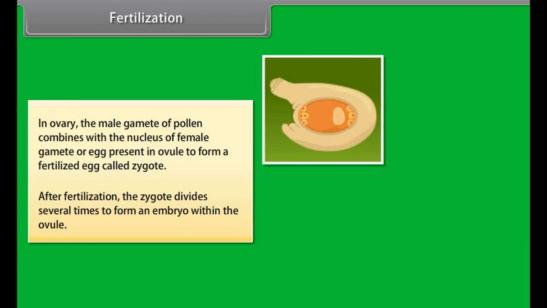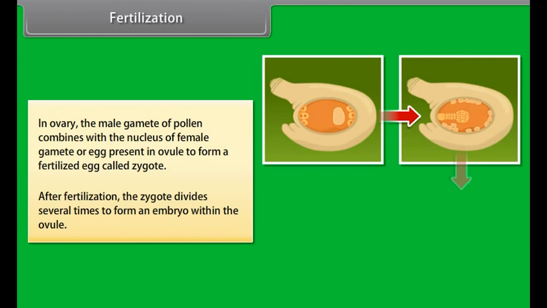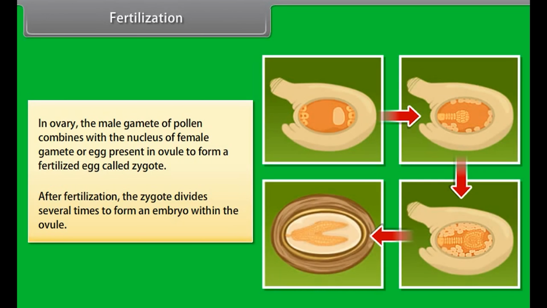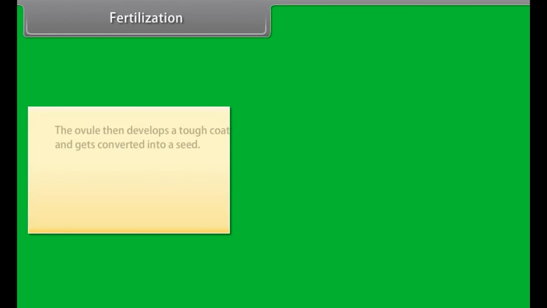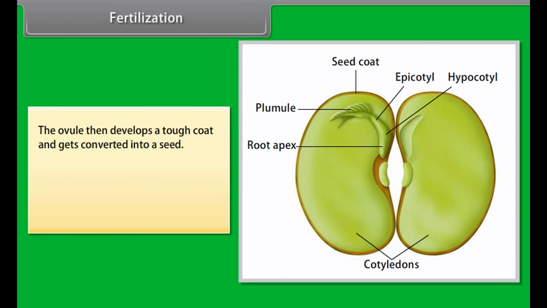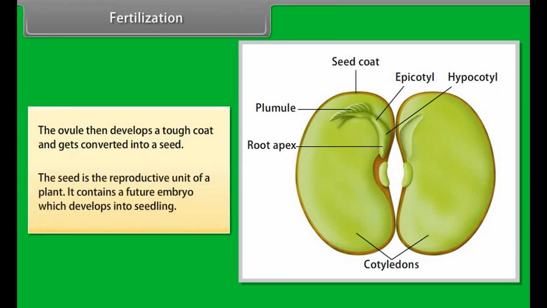After fertilization, the zygote divides several times to form an embryo within the ovule. The ovule then develops a tough coat and gets converted into a seed. The seed is the reproductive unit of a plant. It contains a future embryo which develops into seedling.